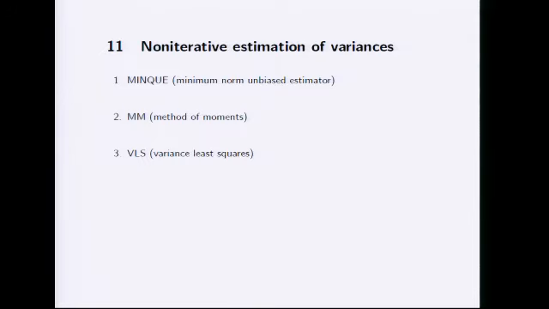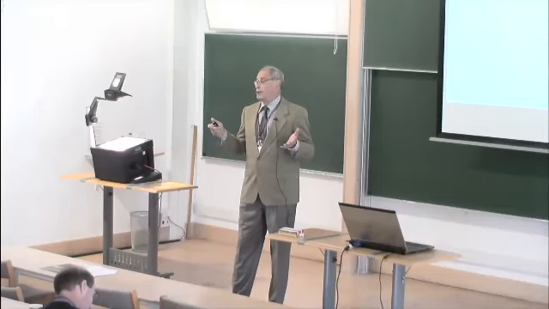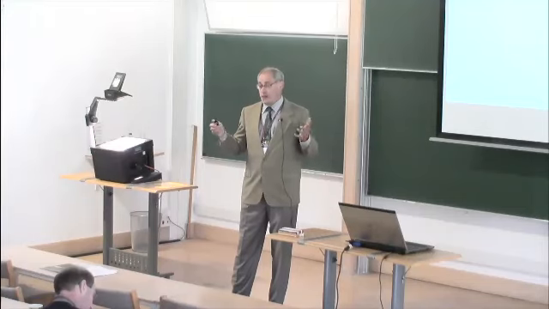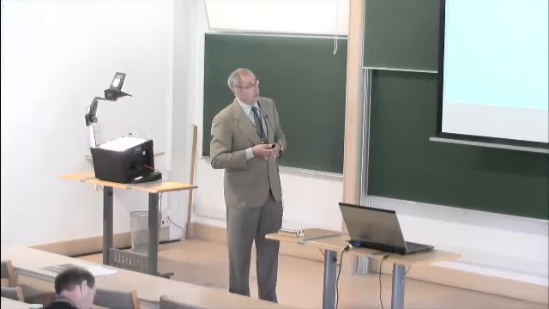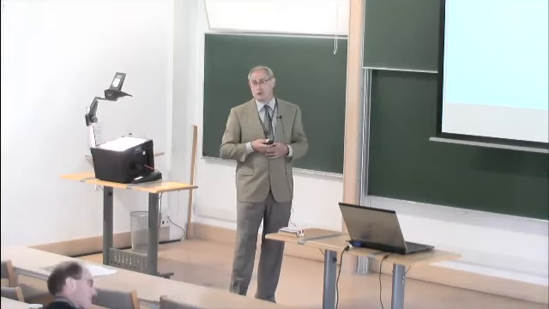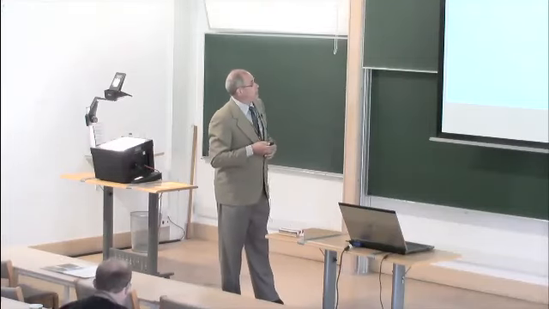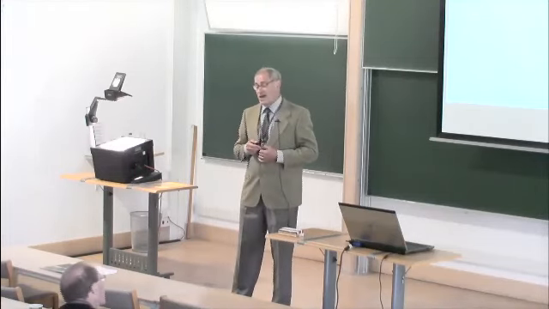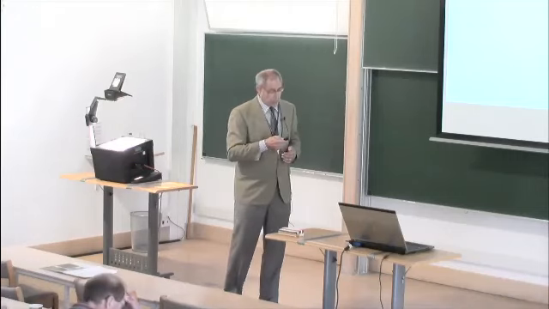Method of moments, you simply compute the empirical moment matrix for D. You compute the expected value, and you solve the equation for D. And it turns out that you end up with a linear equation. The equation is very messy, a very heavy matrix equation, but you can solve it using Kronecker products. And finally, you can use variance least squares, and particularly you can use an unbiased version of variance least squares.